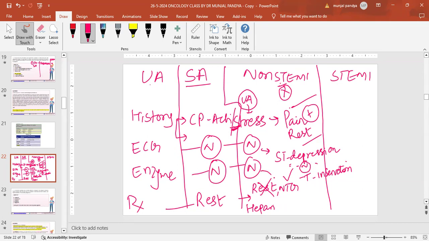What's the enzyme level? Will the enzyme be normal or elevated? Elevated, sir. Enzyme will be elevated. Which enzyme would be elevated first, or which is the most sensitive and specific enzyme?